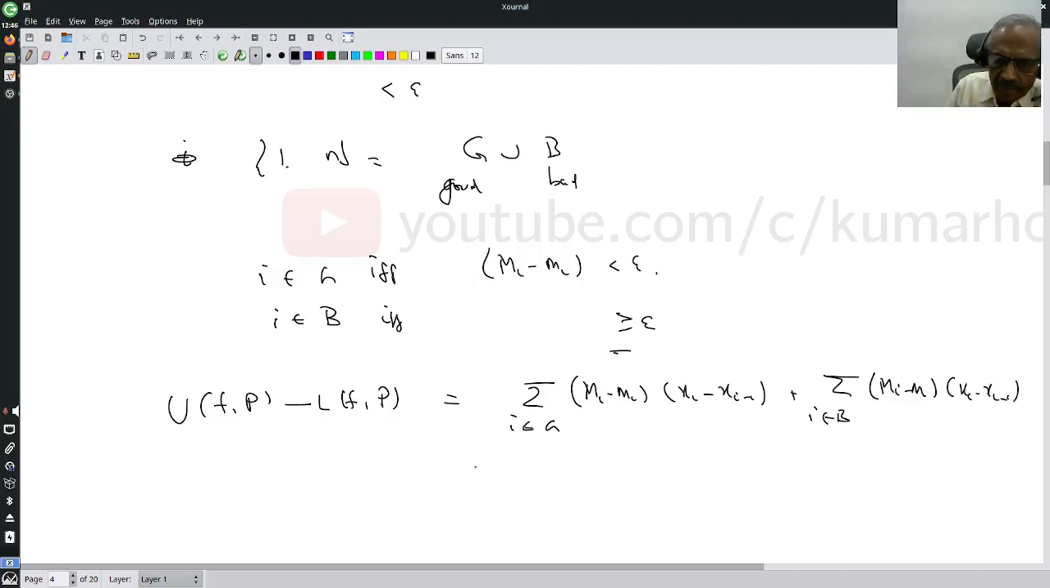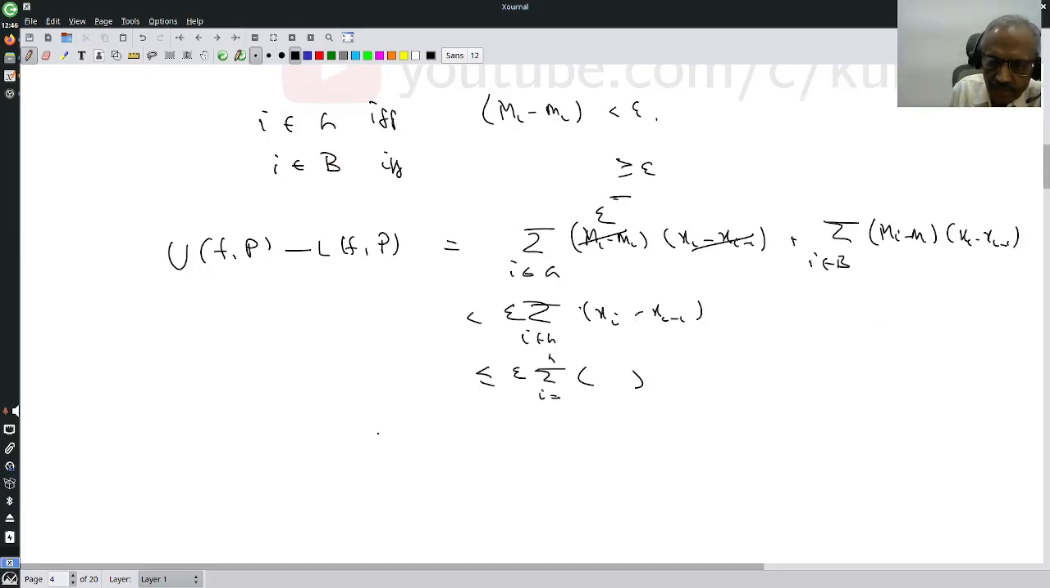Okay, and on this I have the estimate, this is less than epsilon, therefore this will be epsilon times the sum of (x_i minus x_{i-1}) over i in G, which is less than or equal to the sum over i equal to 1 to n of epsilon times this, which is equal to (b minus a) times epsilon. Now let's look at this.